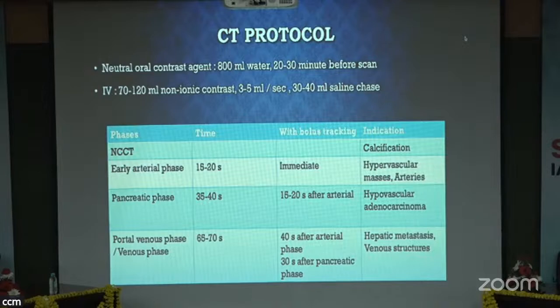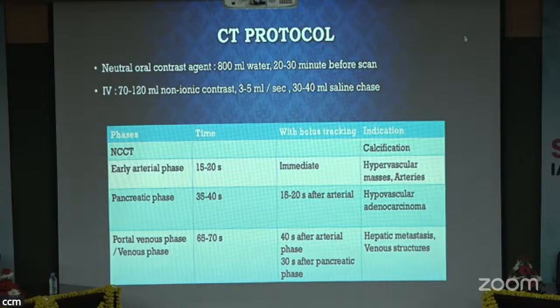Now a few words about CT protocol. Generally in other organs we do arterial and venous phase imaging, but in pancreatic imaging there is a phase called the pancreatic phase, which is about 35 to 40 seconds. And this phase is good for detecting the adenocarcinoma which are hypovascular, and I'll be showing you an example.